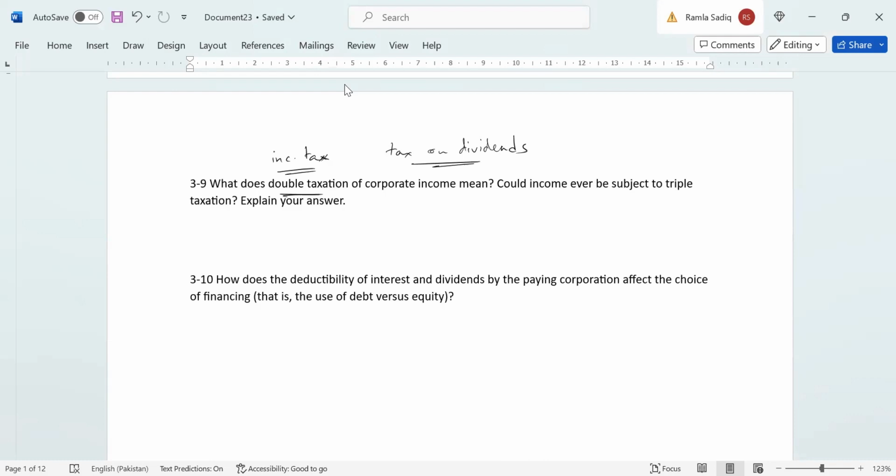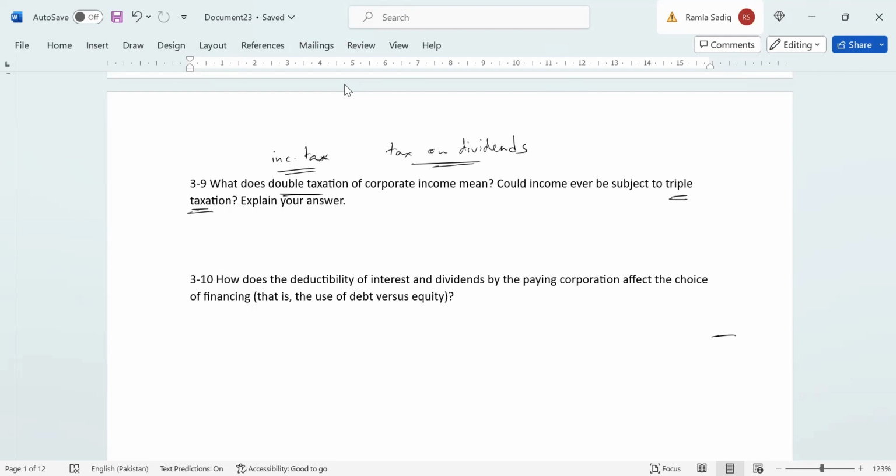Income could even be subject to triple taxation. And this is very interesting because you might have popularly heard of double taxation, but triple taxation is not normally discussed. So triple taxation is possible. Therefore, companies that receive dividend income can exclude some of the dividends from its taxable income. And this provision in the tax code minimizes the amount of triple taxation that would otherwise occur. And that's something to keep in mind.